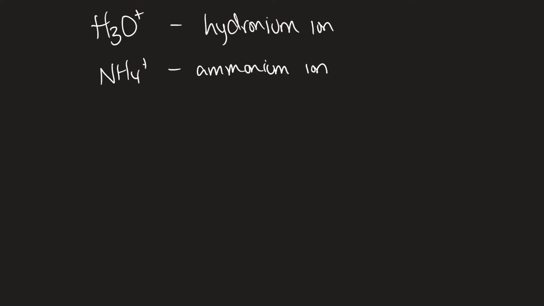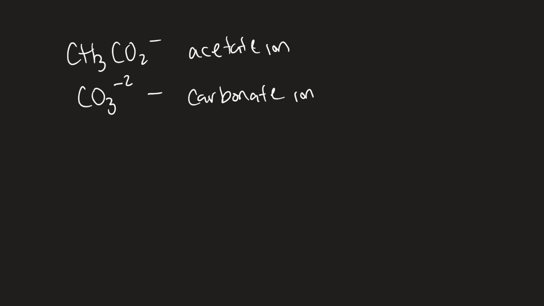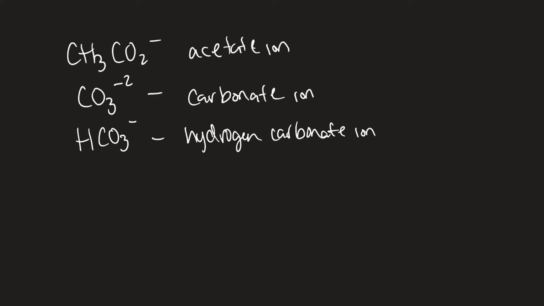Anyways, we have CH3CO2 negative. This is the acetate ion. Then we have CO3 2 negative. It is the carbonate ion. Then we have HCO3 negative, a little bit different from the one above it. This typically has two names. Sometimes it's called the hydrogen carbonate ion, or sometimes it's called bicarbonate.